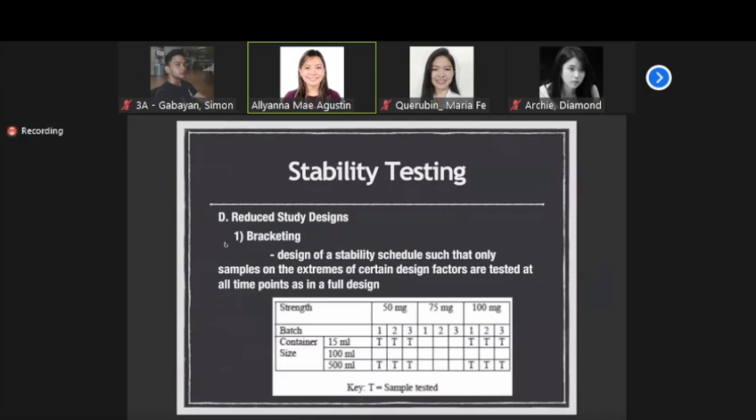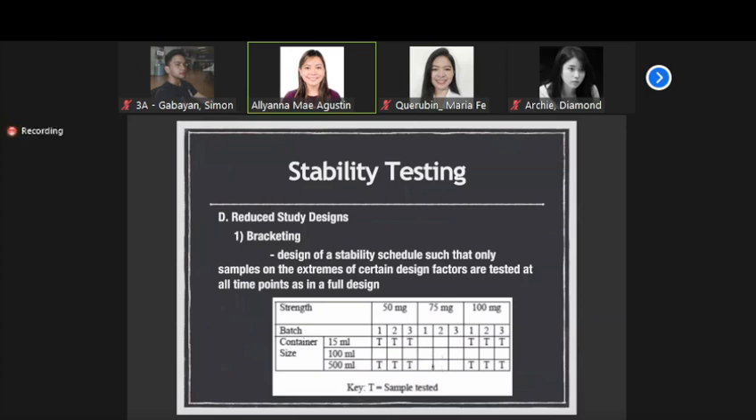So first, we can do bracketing. No? So sa bracketing class, extremes lang ang ating iti-test. No? So as you can see dito, no, extremes lang. At the lowest dose, 50 milligram dosage strength, and highest dosage strength, 100 milligram. Tapos, ang iti-test mo lang, yung pinakamalaking volume and pinakamaliit. No? So, this is the premise, no, na ang extremes will account for the ones in the middle. Meaning, lahat ng extreme, somehow, mako-cover niya na yung nasa middle. So, pwede mo nang hindi i-test yung middle.